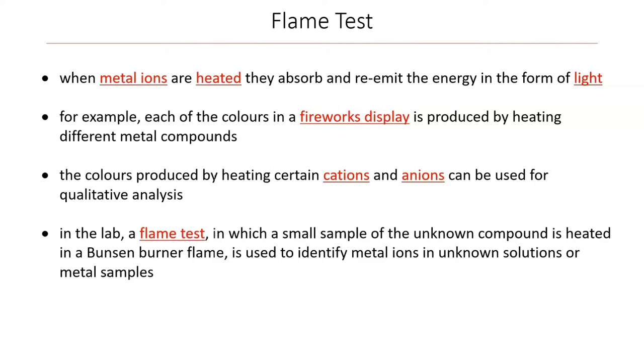A second way that we can test a solution to see what metal ions are in it is through what's called a flame test. With a flame test, what we do is we take a small amount of a substance and we introduce it usually into the flame of a Bunsen burner. This will cause the Bunsen burner's flame to change colors, and that changing color allows us to identify the compound. Usually we put it on the end of a wire with a little loop, and we put a drop of the solution in the loop, and we introduce it in the flame.